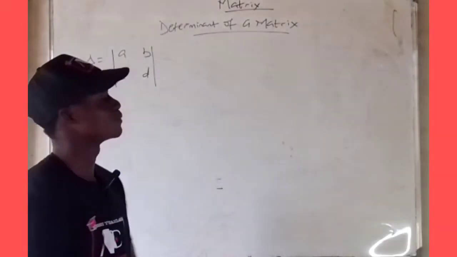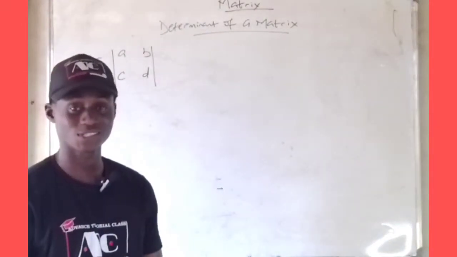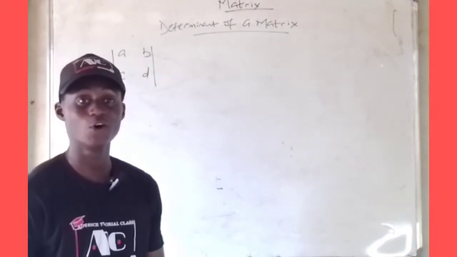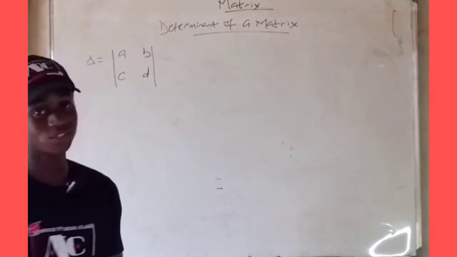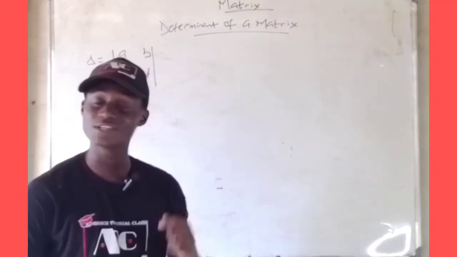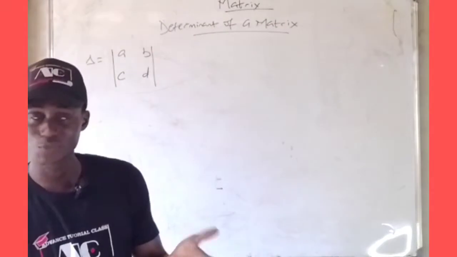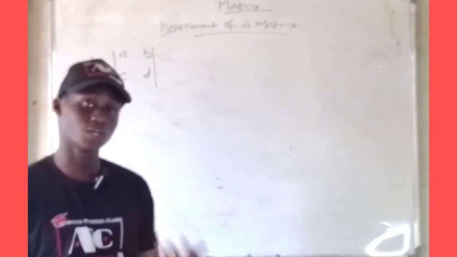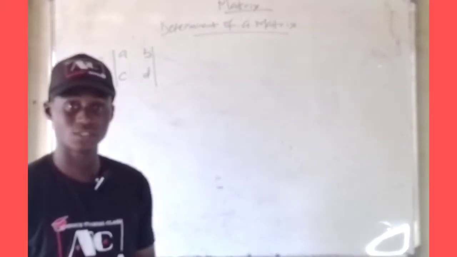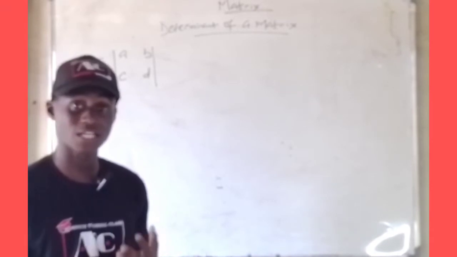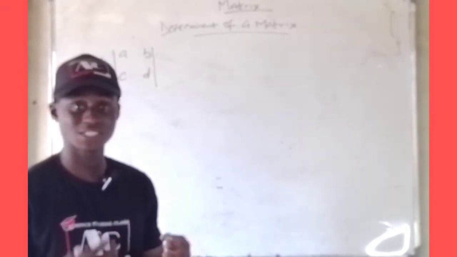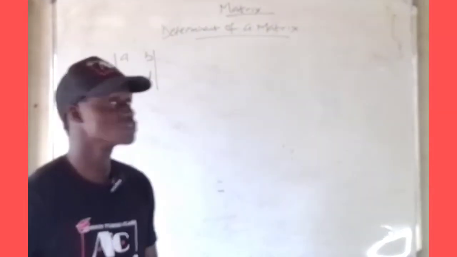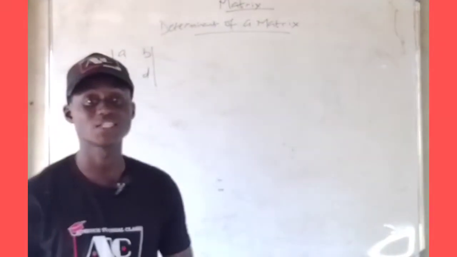Today we'll be continuing from matrices. We have studied matrices in previous classes, and today we'll be moving into the determinant of a matrix. You can remember in our last classes, the first class we had basic operations of matrices, that's addition, subtraction, and scalar multiplication. Then in our second class we had multiplication of matrices, basically 2 by 2 matrices. So today we'll be moving into the determinant of a matrix.